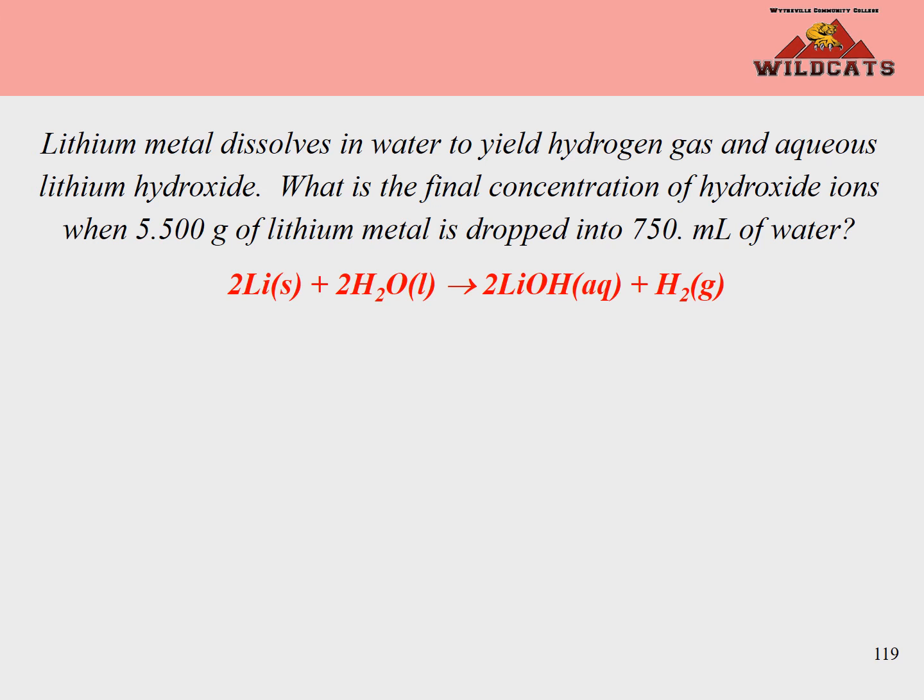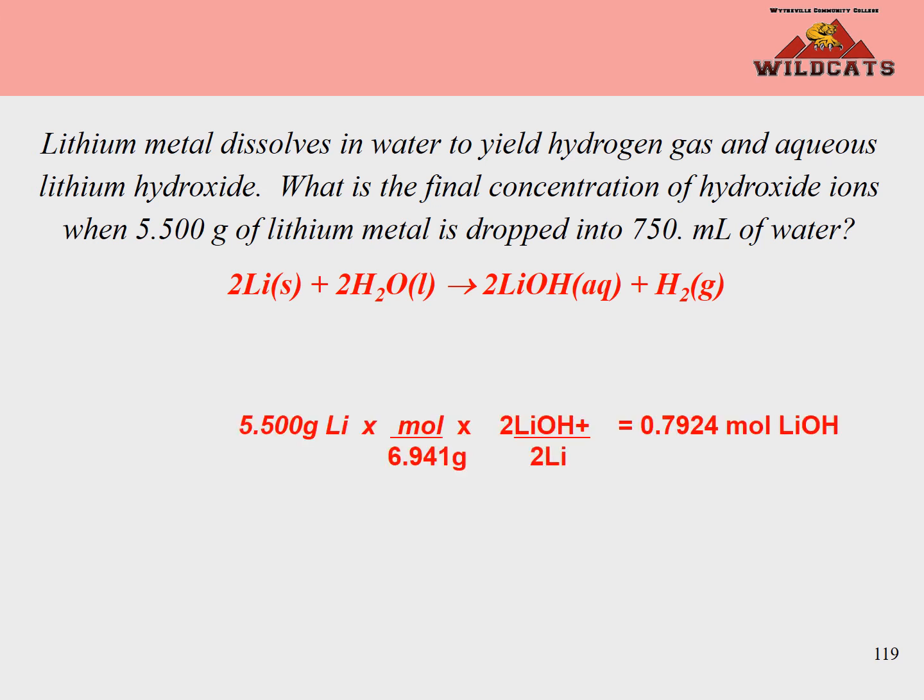First of all, we've got lithium metal dissolves in water, and we get lithium hydroxide and hydrogen gas, and then we have to go back and balance the equation. Remember, take that water and break it into HOH, and I think that'll make it relatively easy to balance. And so we're starting out with 5.50 grams of lithium metal. We're going to drop it in 3/4 of a liter of water, and we want to know what the final concentration of the hydroxide ions is. So it sounds a little bit intimidating, but let's just start with the 5.50 grams of lithium.